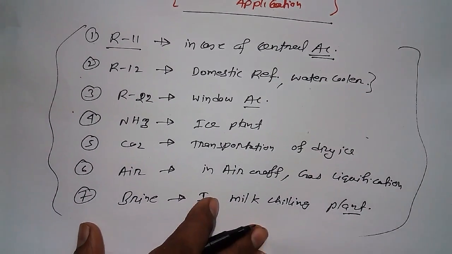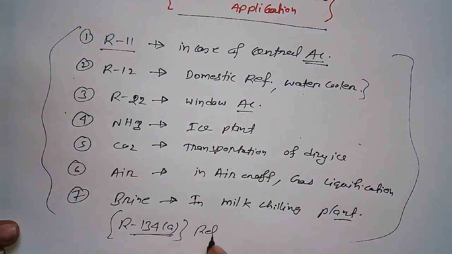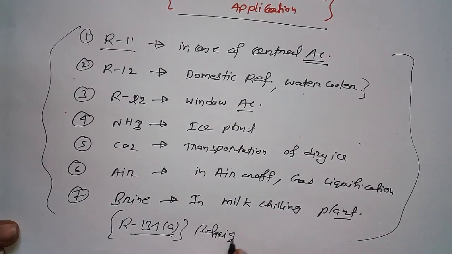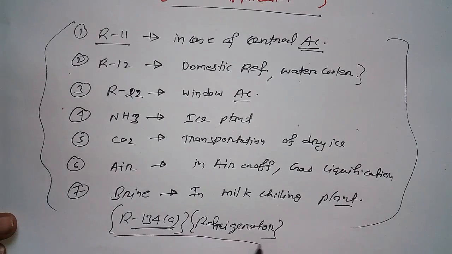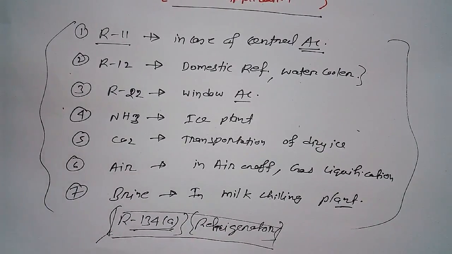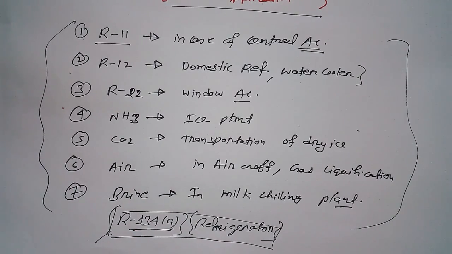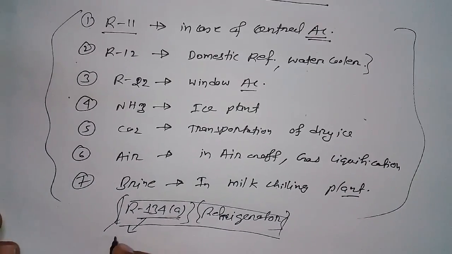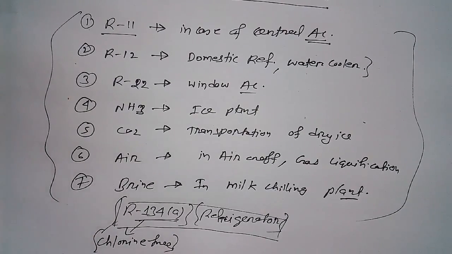Now the most important thing I'm going to share with you, probably you have seen R134a on the back side of the refrigerator. At least if you see a new refrigerator, those that are coming nowadays, you will see refrigerant number R134a. What does this mean? This is the latest one we are using in domestic refrigerator. Why? Because this refrigerant is chlorine free.